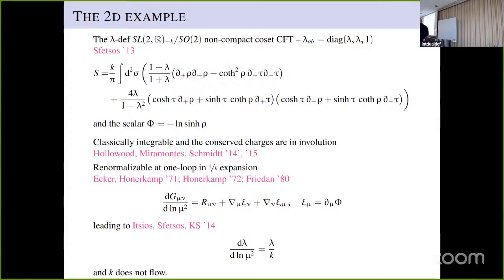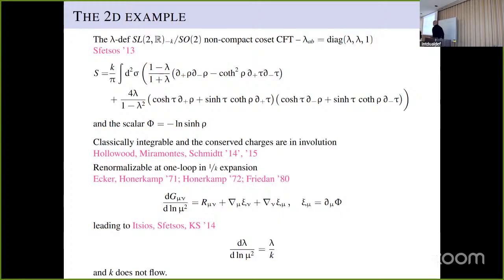So I start with a lambda deformed SL(2,R) over SO(2) non-compact coset CFT, where in terms of the previous language, the lambda_AB takes the form of the diagonal 3 by 3 matrix, lambda, lambda, and 1. The 1 is used here so I can get the coset, so I get it fixed. So the corresponding action takes this form which is here. And on top of that, I have a dilaton, which is given by this expression, phi being the logarithm of the hyperbolic sine. This model is classically integrable, and the charges are in involution.